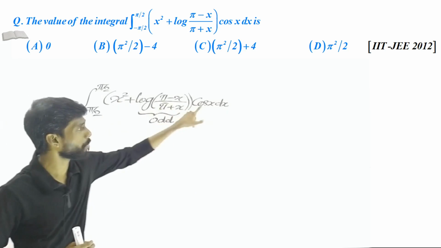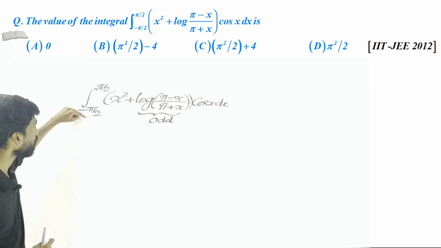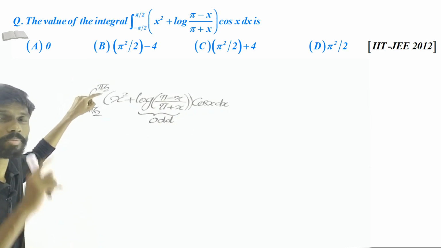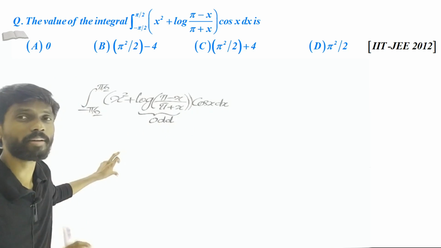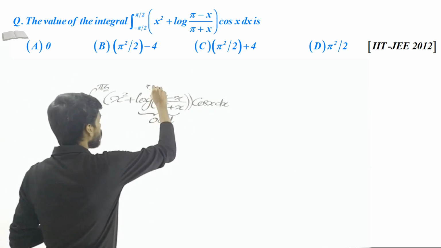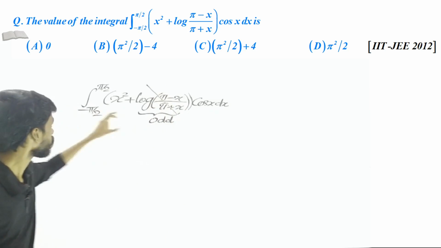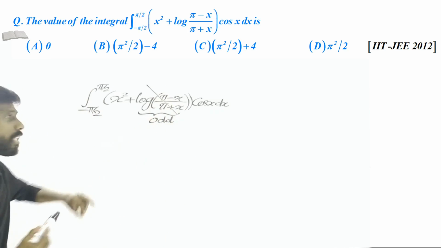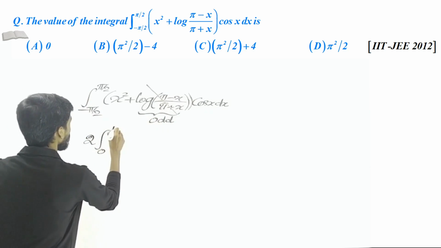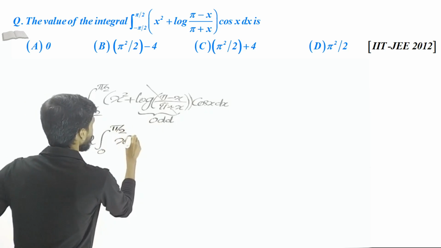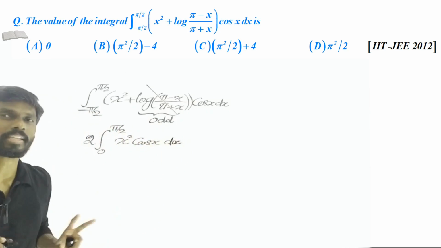Now x square multiplied by cos x is an even function. So for an even function, the limit minus pi by 2 to pi by 2 will become 2 times the integral from 0 to pi by 2. For an odd function over minus a to a, the integral becomes 0, which means we can simply remove this integral. So this is simply 2 times the integral from 0 to pi by 2 of x square cos x dx. So that is the integral you have to find.